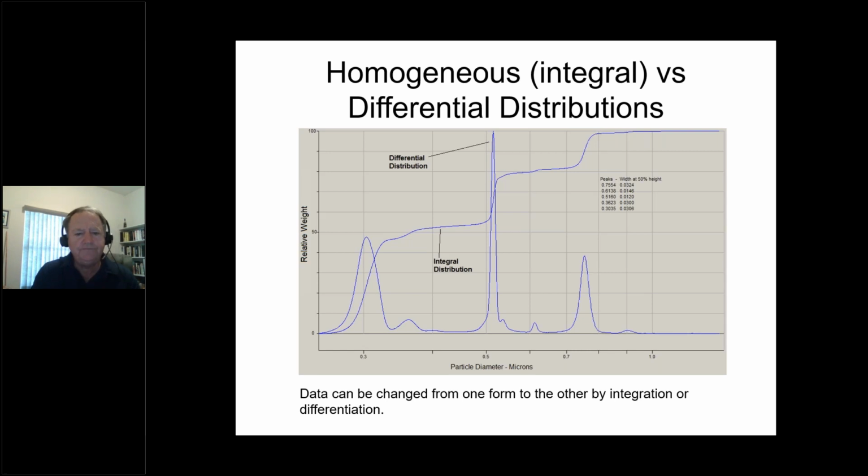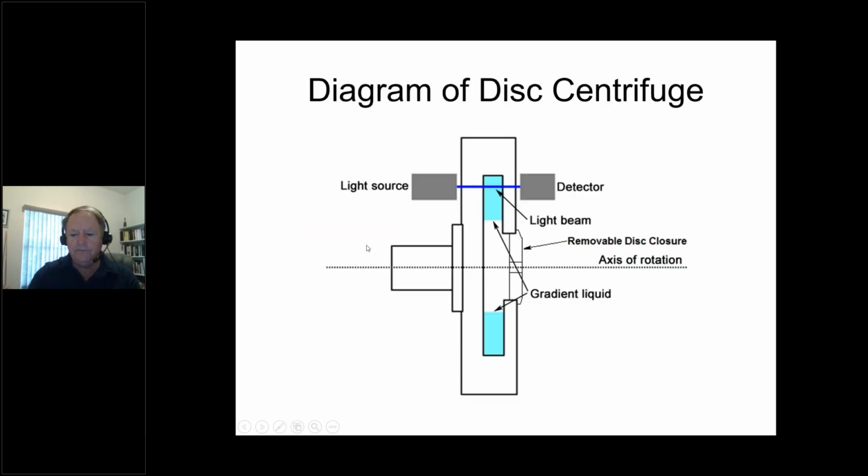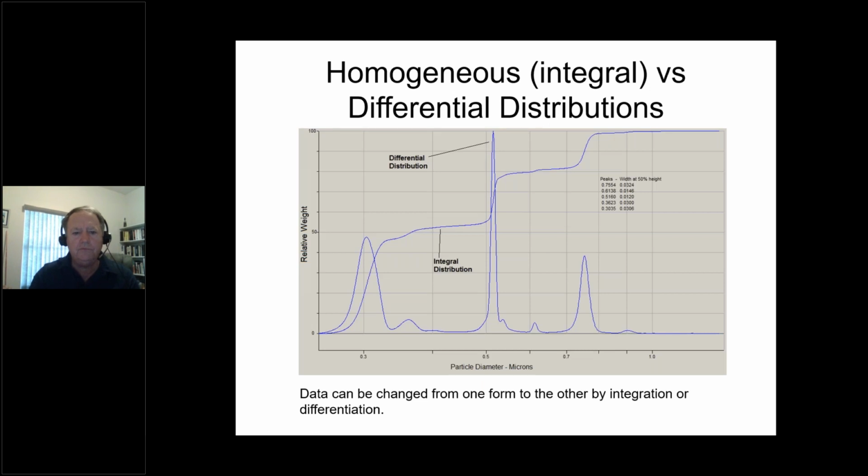This is a comparison of a differential distribution and a homogeneous or integral distribution. It's important to understand that these two curves represent the same exact data. You can convert the integral distribution into the differential distribution just by taking the first derivative with respect to particle diameter. And the converse, if you integrate over diameter for the differential distribution, you will generate the integral distribution. So the two are equivalent in terms of information content.